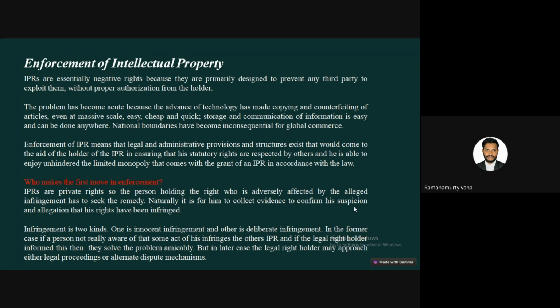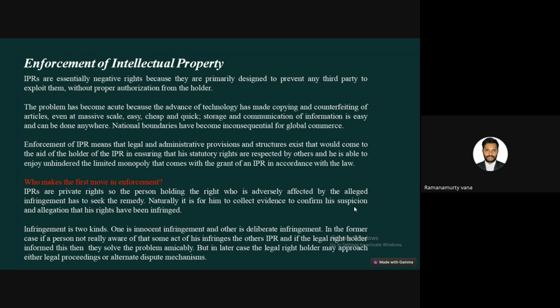What do you mean by enforcement? So the enforcement of intellectual property right means that legal and administrative provisions and structures that exist would come to the aid of the holder of the intellectual property right in ensuring that his statutory rights are respected by others and he is able to enjoy unhindered the limited monopoly that comes with the grant of an intellectual property right in accordance with the law. So this is the definition of enforcement of intellectual property right.